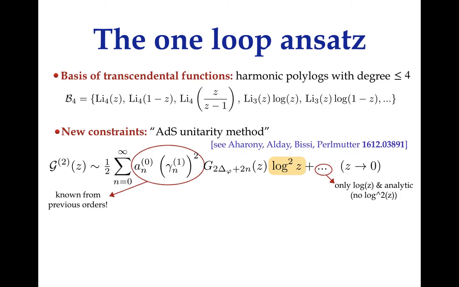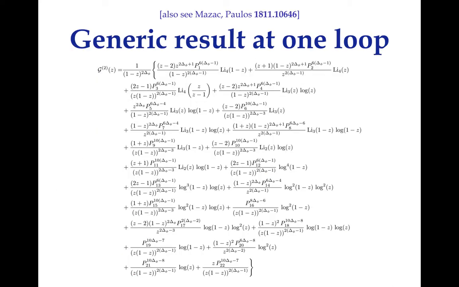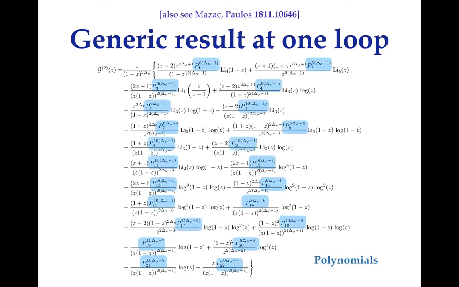We can also express this idea of unitarity method pictorially, and here we can see how we can reconstruct sort of the cut of a one-loop diagram in terms of products of tree-level diagrams. The generic result that we find at one loop has this form that you can see. Of course, it's not particularly nice because it's a one-loop result, but it's given in terms of our basis of transcendental functions and in terms of some polynomials which one can fix for every integer Delta phi.